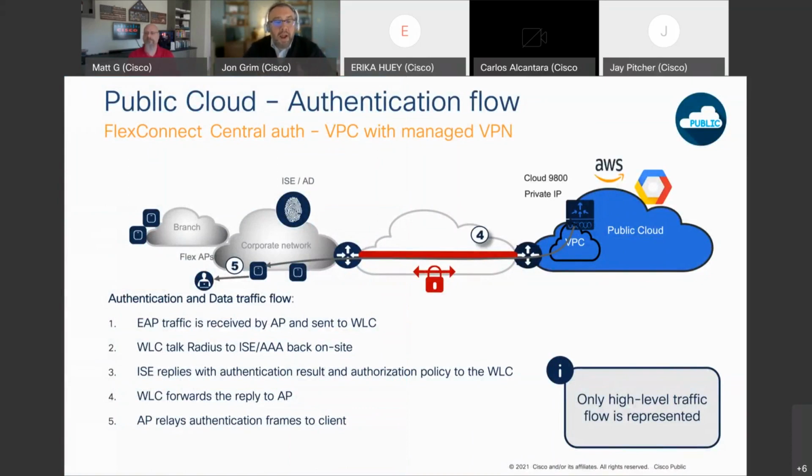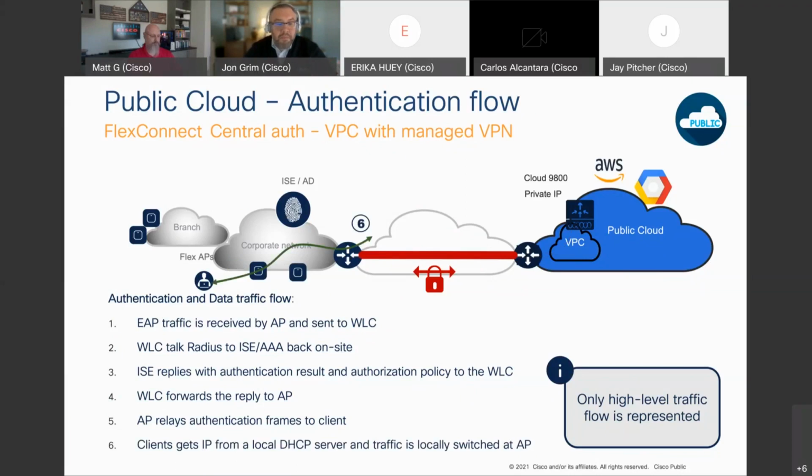The wireless LAN controller will then talk to RADIUS, which is basically ISE or a different RADIUS server back on your local site. So that's occurring through that VPN connection. ISE replies with the authentication result and the authorization policy to the wireless LAN controller in the public cloud VPC that you set up. The wireless LAN controller forwards the reply to the access point. The AP will relay that authentication frames to the client here. So this is a high level traffic flow that's represented here.